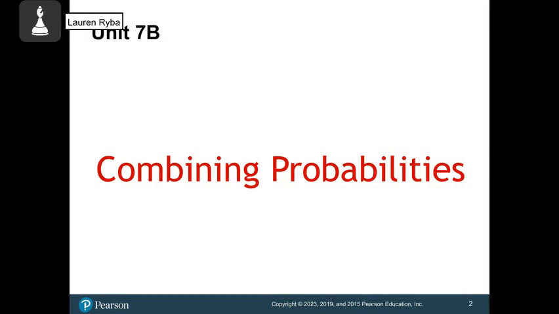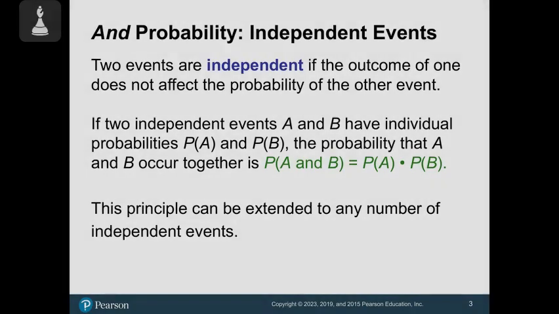This is the lecture for section 7B about combining probabilities. The first probabilities we're going to look at are called "and" probabilities, and we're going to look at "and" probabilities that are independent events first.